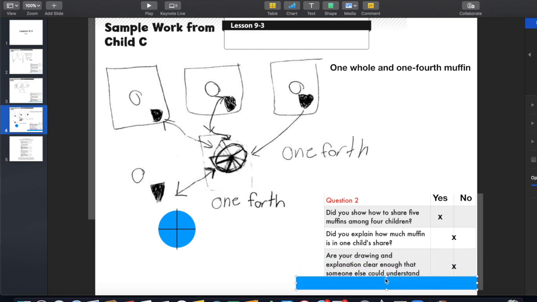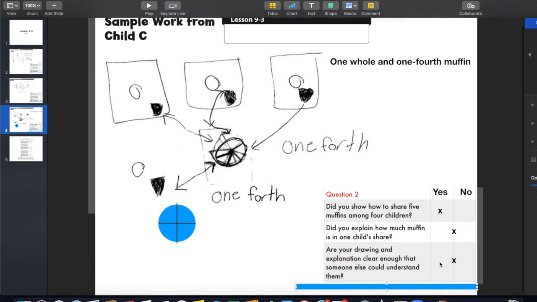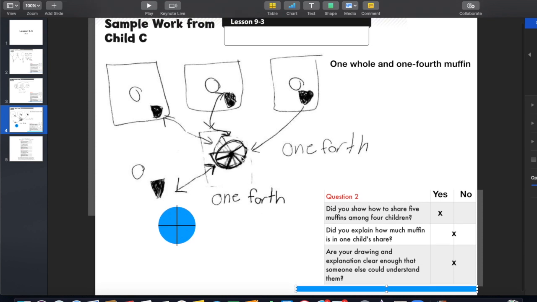Are your drawing and explanation clear enough that someone else could understand them? I also put it in the middle because I think that this part here, they ran into a little bit of trouble breaking that muffin into 4ths. So that would be something that they would need to go back with a colored pencil and revise.